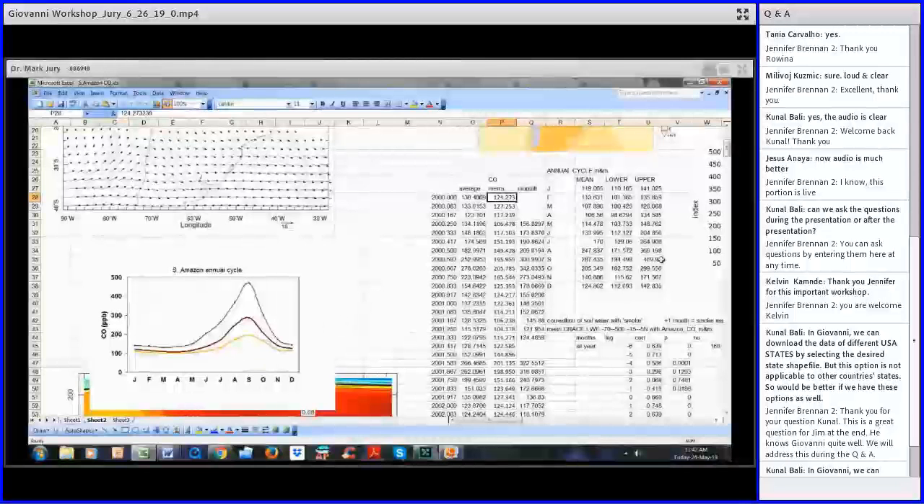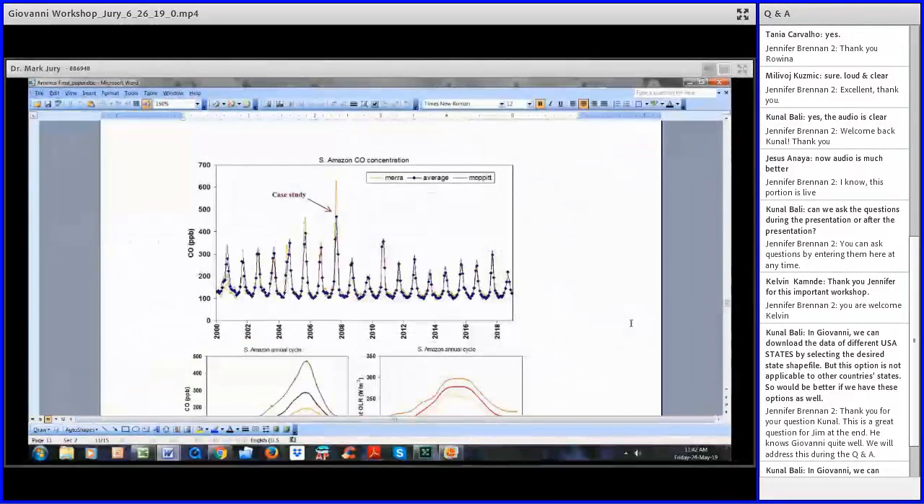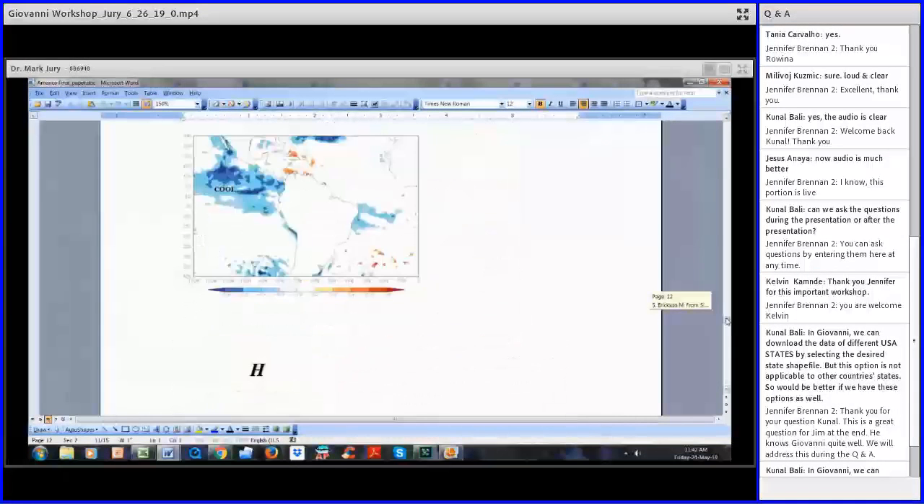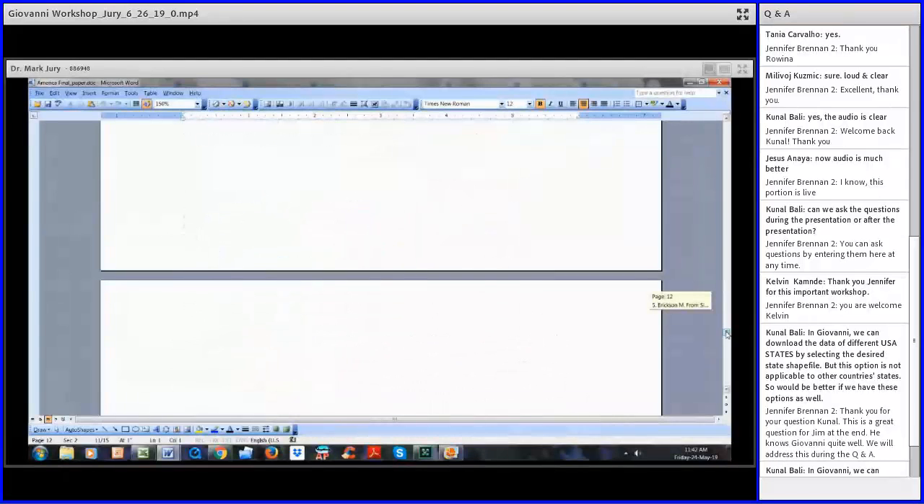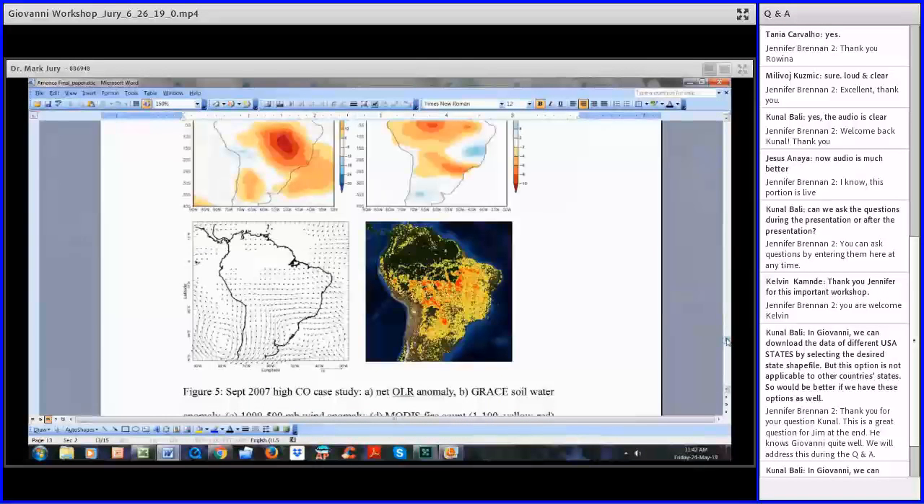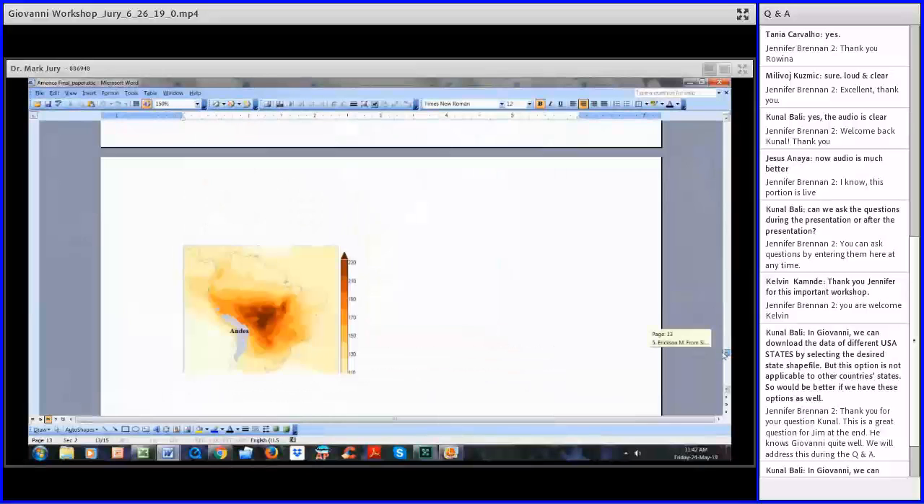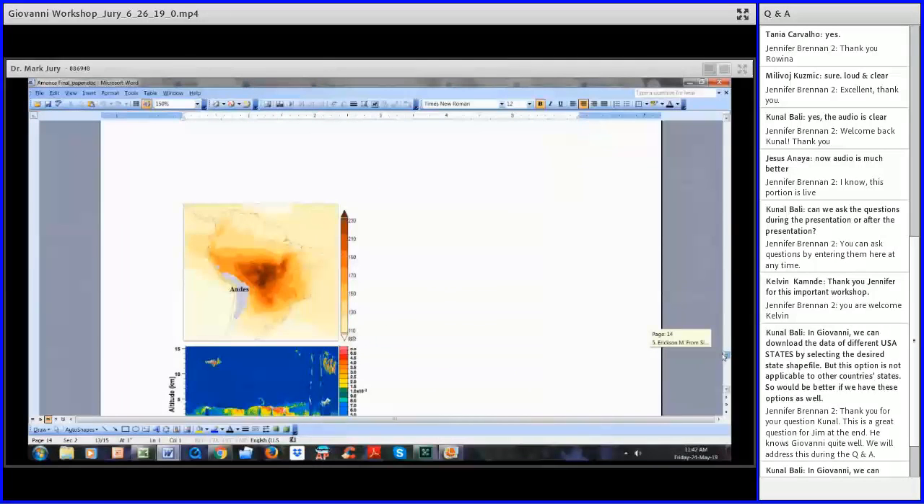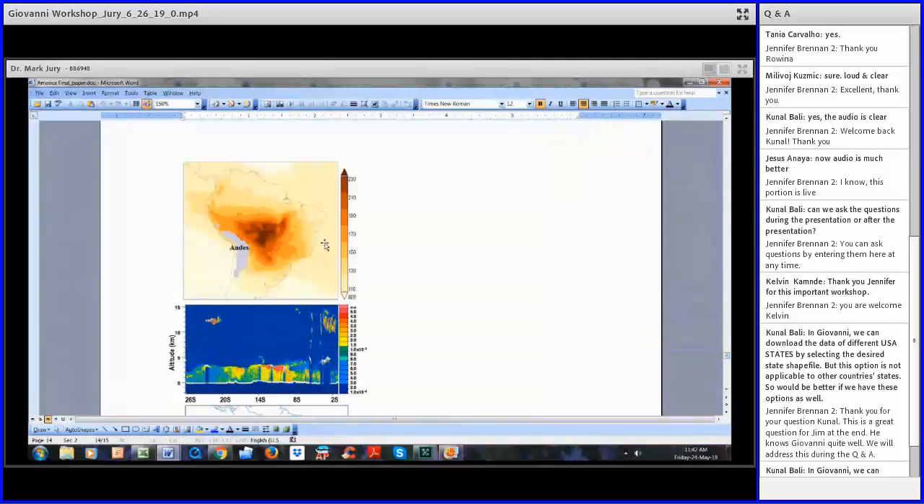One of the ideas is to trace backwards the influence of the CO on climate change. And so we've talked about interannual variability, and also there's a climate change feature. So again, this is now that period of high emissions in September 2007. This diagram is from NASA Giovanni.